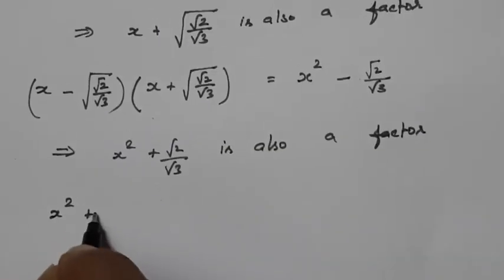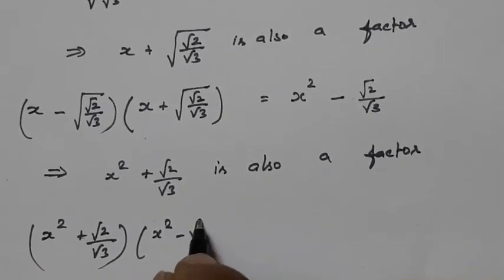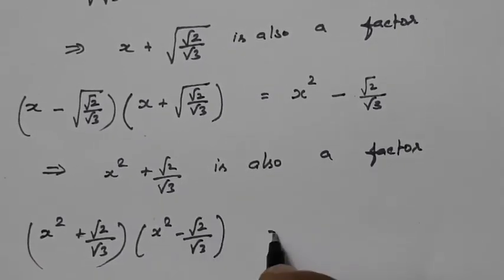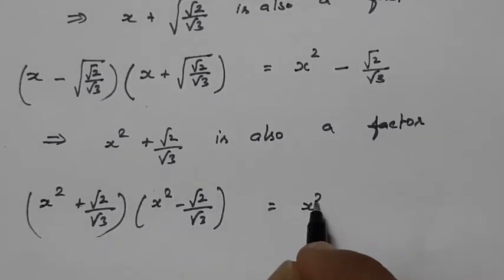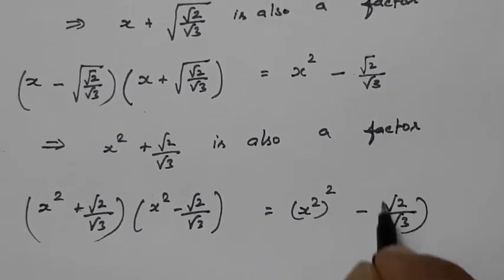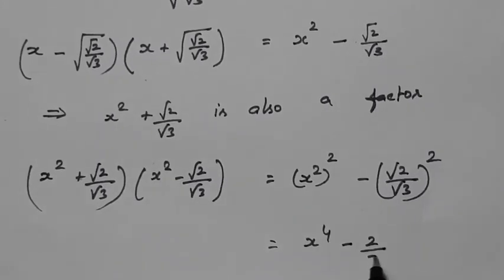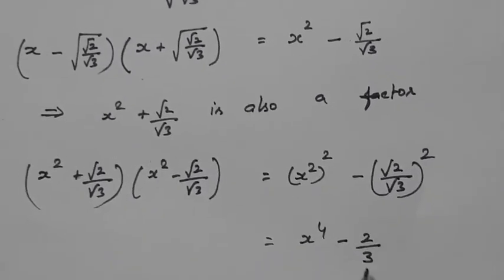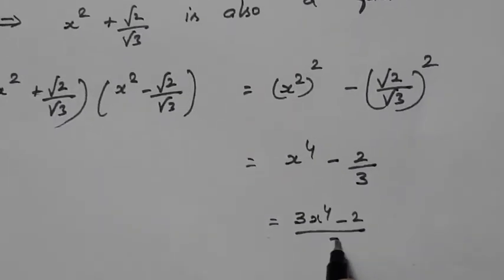So x squared plus root 2 by root 3 into x squared minus root 2 by root 3 is equal to, again this is in the form (a plus b) into (a minus b). So a squared will be x squared the whole squared minus root 2 by root 3 the whole square. That is x power 4 minus 2 by 3. Okay, x power 4 minus 2 by 3. So this is (3x power 4 minus 2) divided by 3.